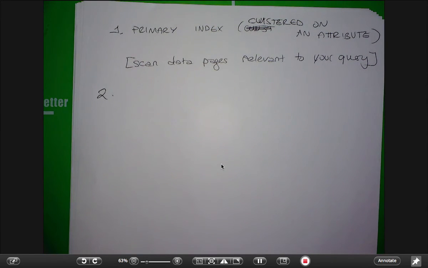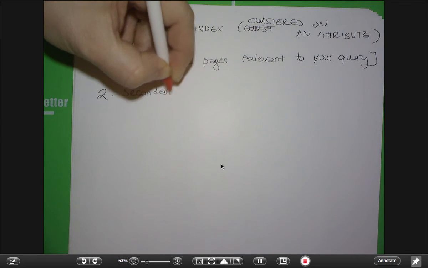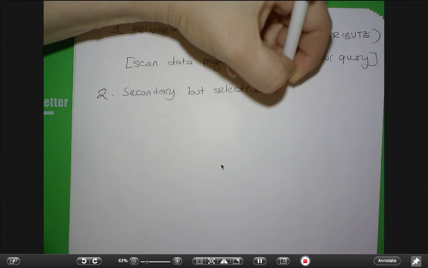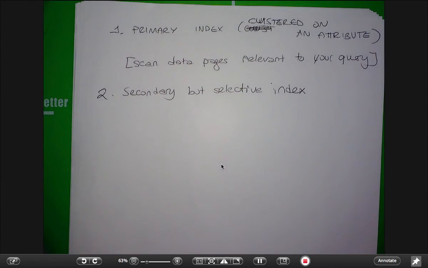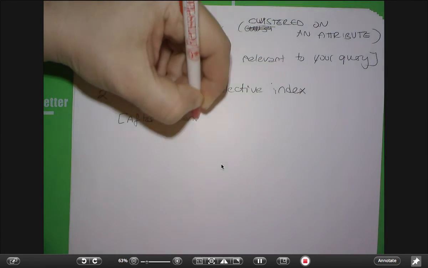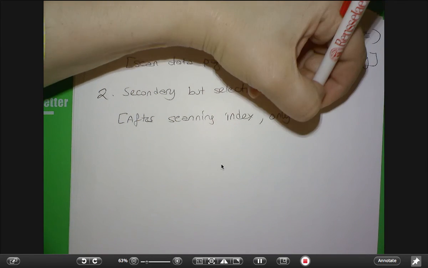If that does not work, then you would like to find a secondary index that is very selective. So a secondary but selective index. What that means is that after you search the index, there are very few tuples to read from the relation. So after scanning the index, only a few tuples are needed.